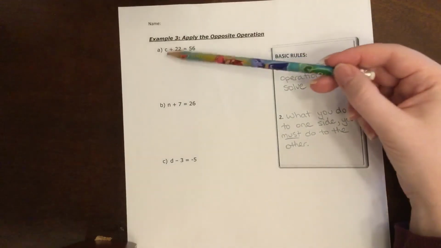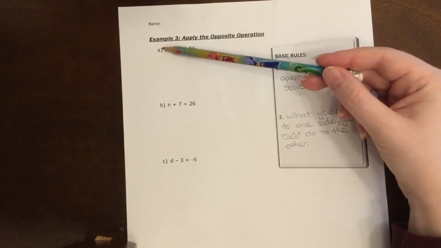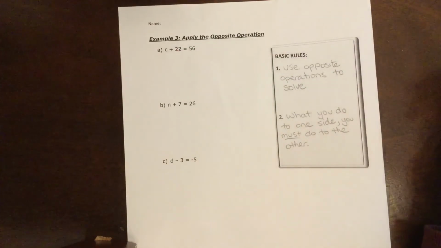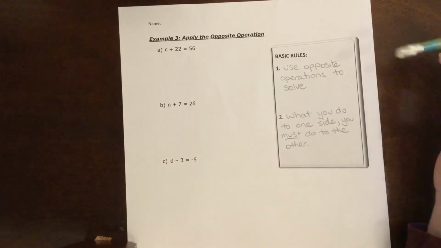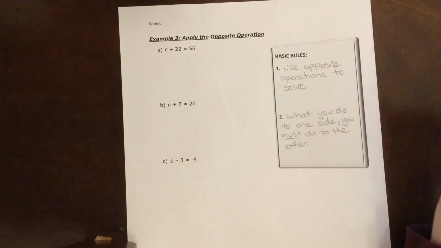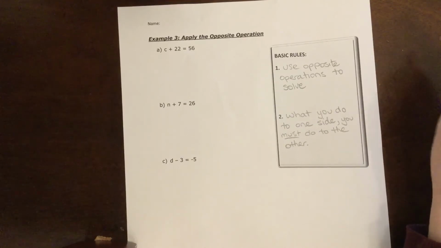Now, anytime that you're trying to get a variable by itself, it's called isolating the variable. So if you ever hear me say you need to isolate, it means you need to get that variable by itself and have a value of 1. That's very important. One whole variable, we want to figure out its value.